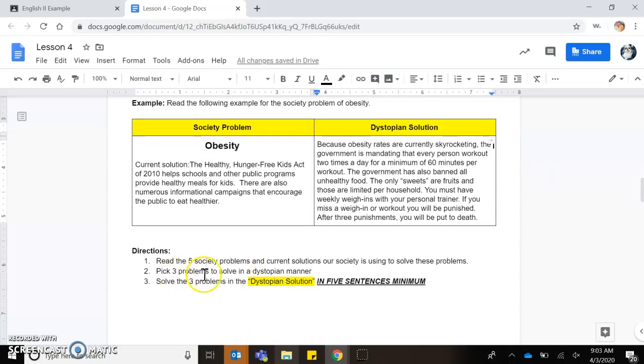So, directions. Step 1: read the 5 society problems and current solutions our society is using to solve these problems. Step 2: pick 3 problems to solve in a dystopian manner. And step 3: solve the 3 problems with a dystopian solution in 5 sentences minimum. If you go back and count these, this is 5 sentences I will be counting.